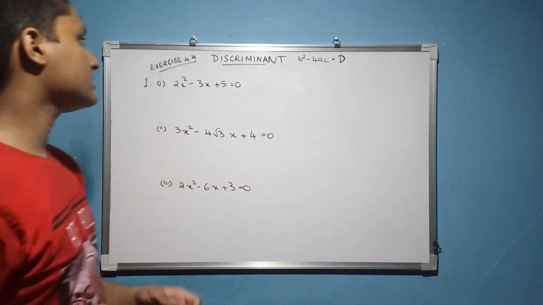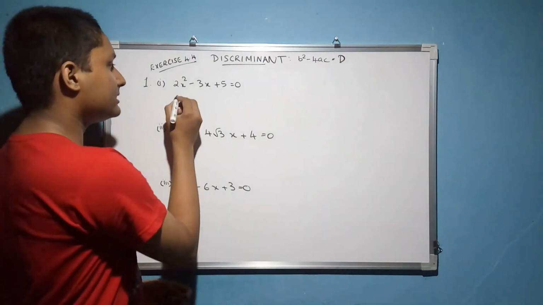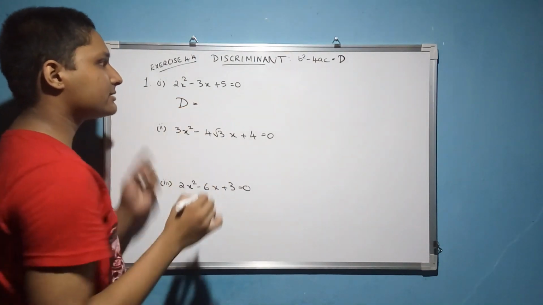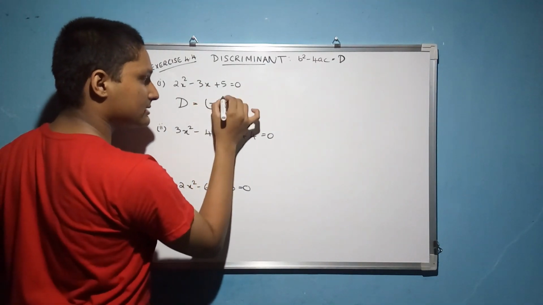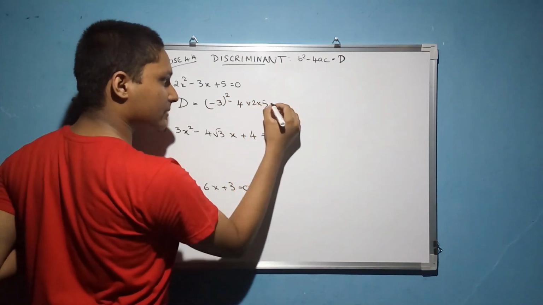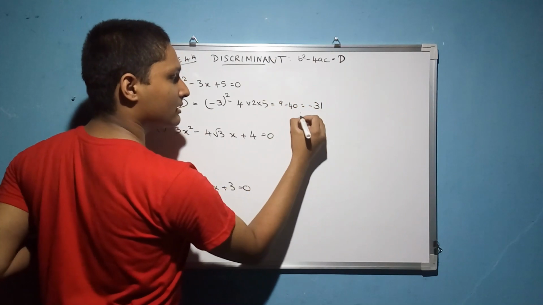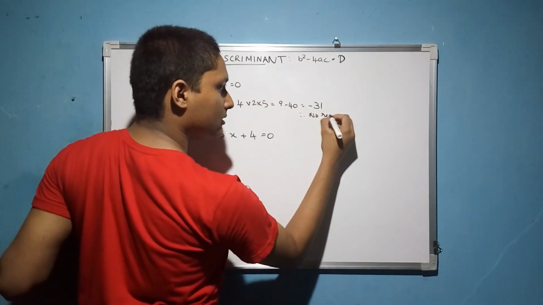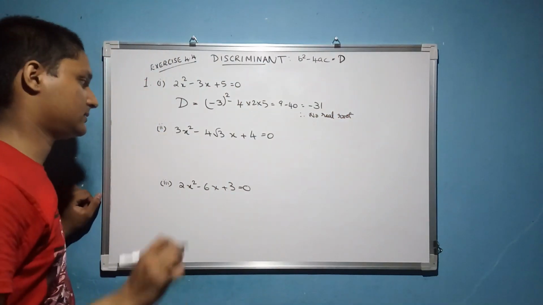Okay, the first equation is 2x square minus 3x plus 5 equal to 0. We'll find the discriminant D. D is equal to b square minus 4ac. b is minus 3, so it is minus 3 whole square minus 4 into 2 into 5. That comes to 9 minus 40, or minus 31. Therefore, no real root is possible.